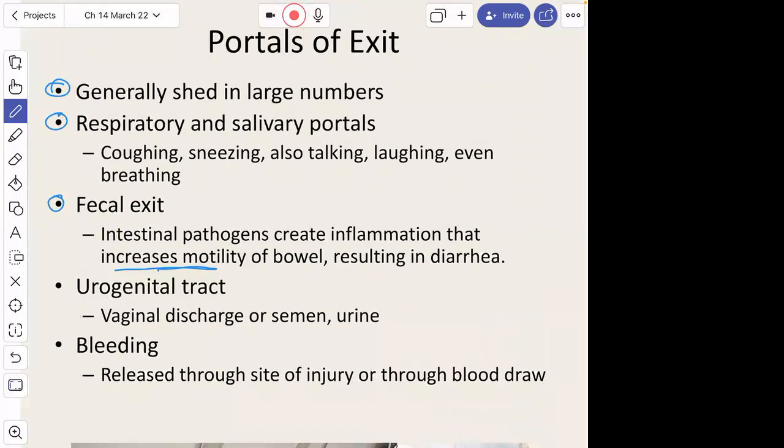Another portal of exit, the urogenital tract. So sexually transmitted diseases, urine less commonly, but potentially. And of course, bleeding, again, bodily fluids: injury, a blood draw, even maybe some insect that draws blood and carries it to another host.